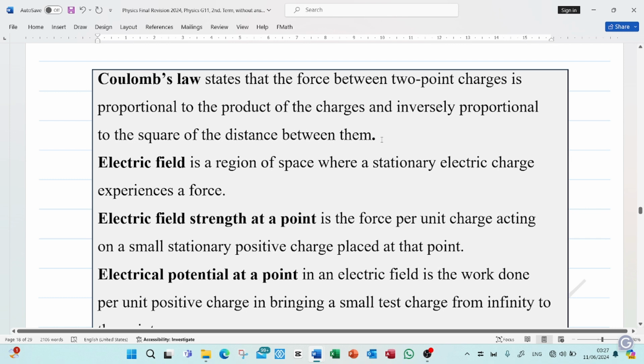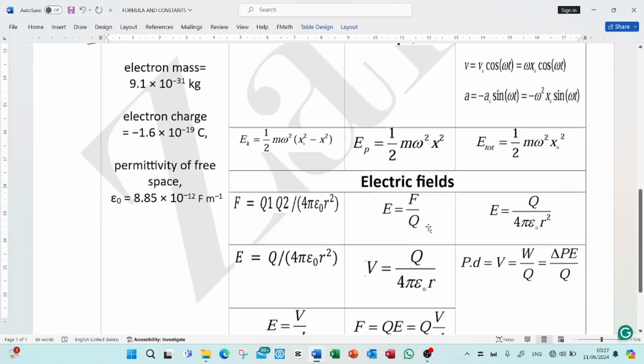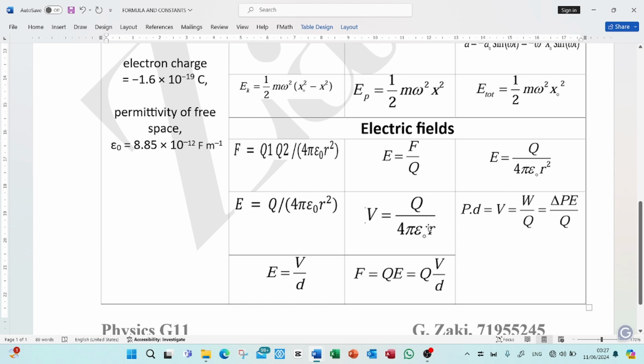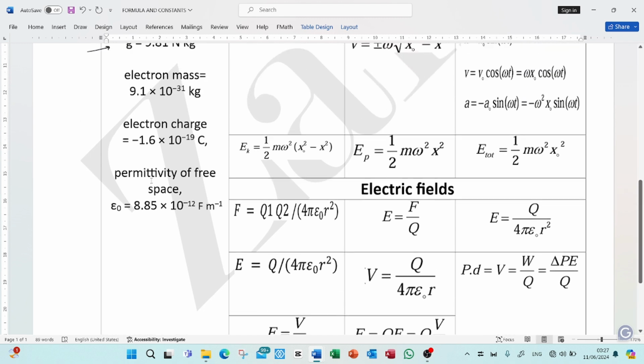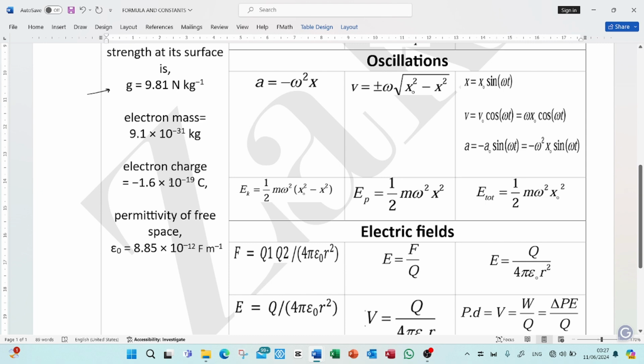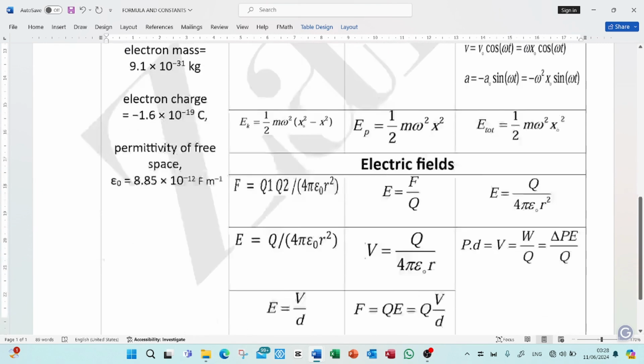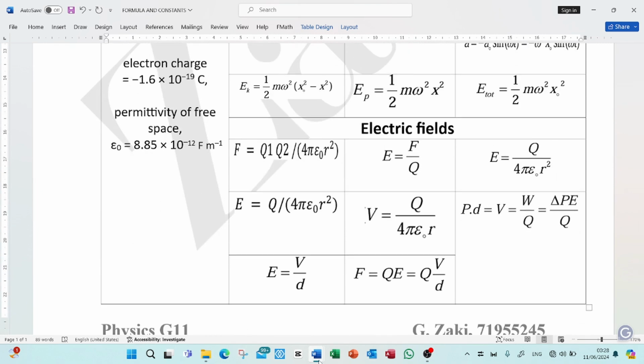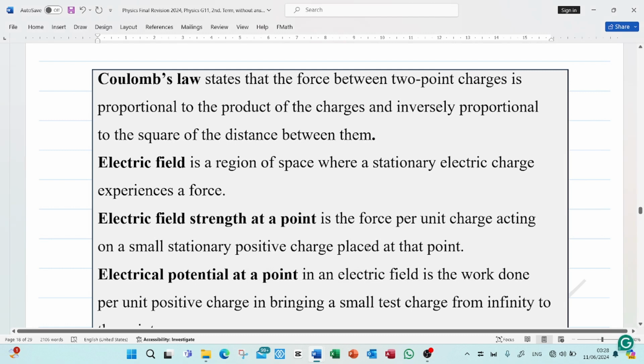Now, we go to the formula sheet. This is the electric field. In electric field, we have to know the permittivity of free space, epsilon naught, and also the electron charge and electron mass. So now we go back to the extended question.